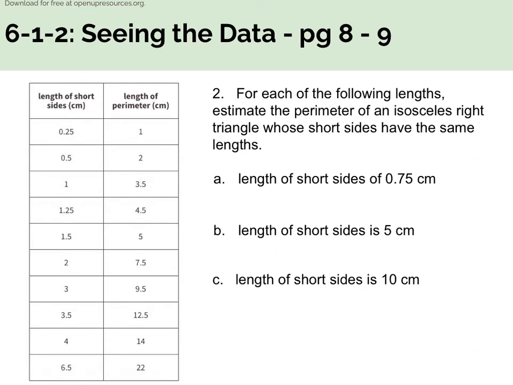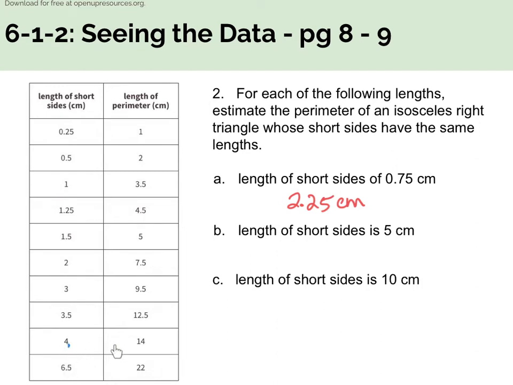All right, so the length of the short side is 0.75. So here's 0.5, here is 1. 0.75 is going to be in between here. So it goes from 2 and then to 3.5. So this is an estimation, so remember that. So I'm thinking it's going to be about 2.25, and it's centimeters we're talking about. All right, B, it says the length of the short side is 5. So I have 4 way down here.